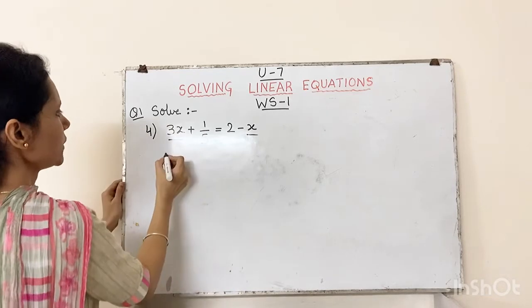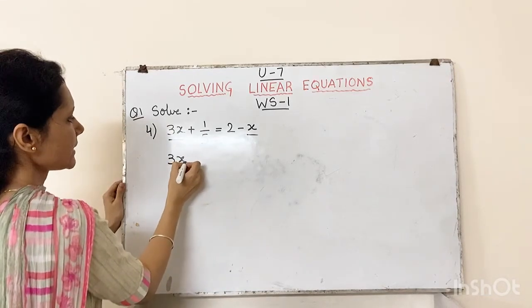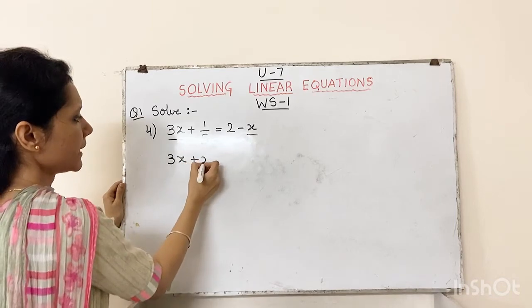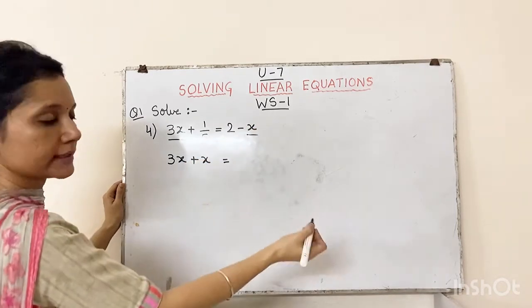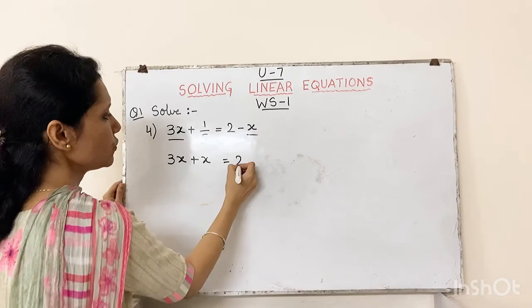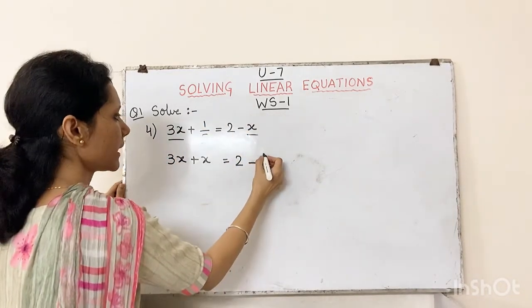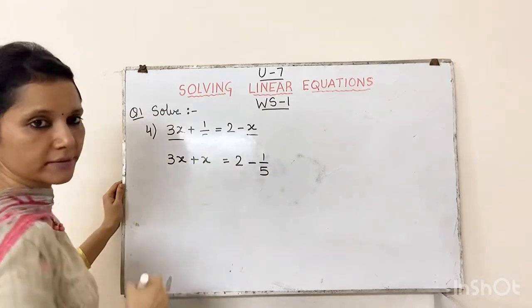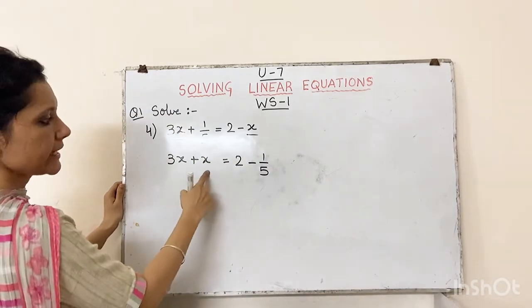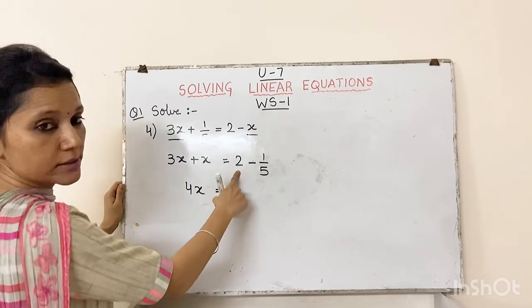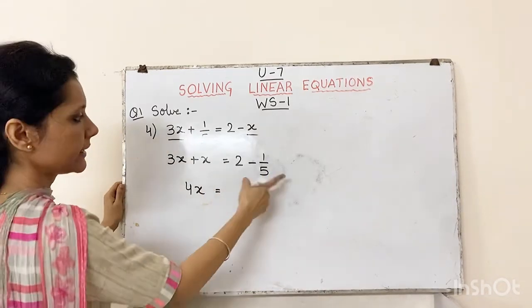hand side. So this would become 3x, and when we bring minus x from the right hand side, it would become plus x. And on the other side, you are already having 2, and we would take plus 1 upon 5 to the other side, so it would become minus 1 upon 5. Now let's solve these. What is 3x plus x? It is 4x. Now again, this is a whole number and this is a fraction, and they are getting subtracted.